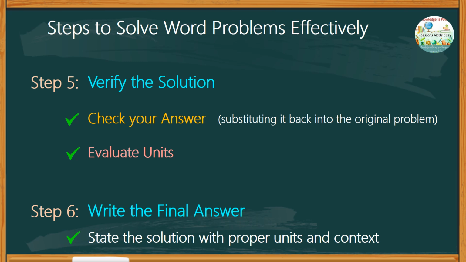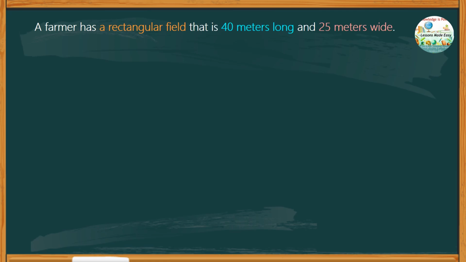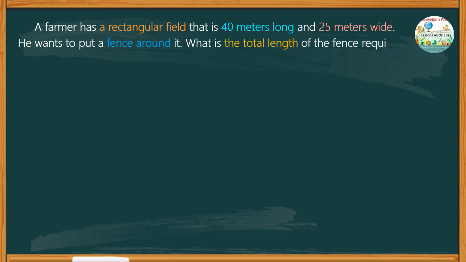To understand these steps better, let's answer a simple word problem. A farmer has a rectangular field that is 40 meters long and 25 meters wide. He wants to put a fence around it. What is the total length of the fence required?